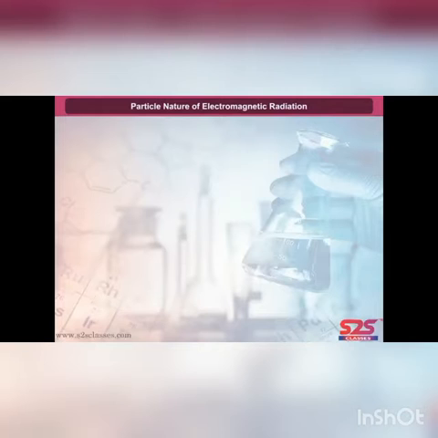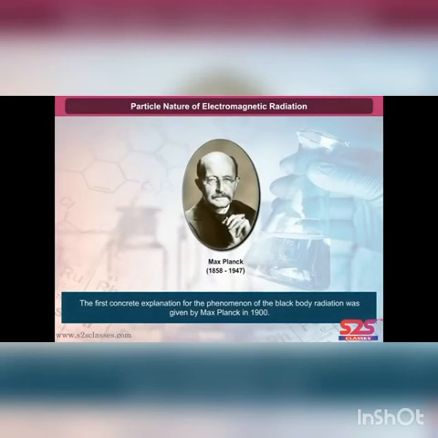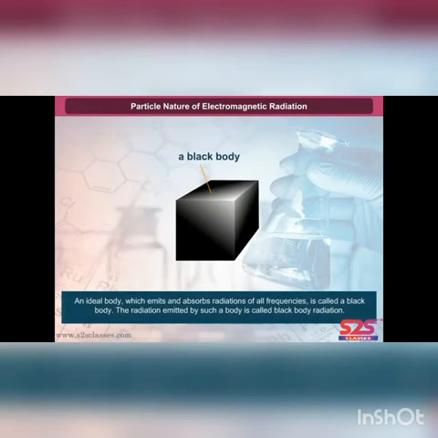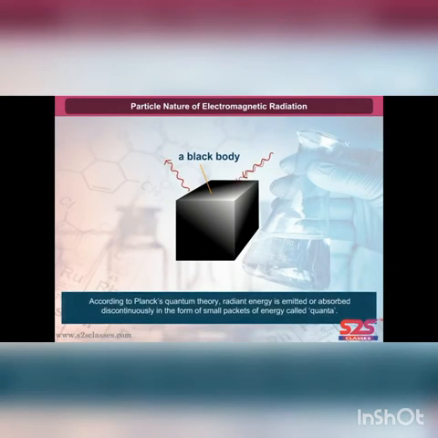Particle nature of electromagnetic radiation. The first concrete explanation for the phenomenon of the black body radiation was given by Max Planck in 1900. An ideal body which emits and absorbs radiations of all frequencies is called a black body. The radiation emitted by such a body is called black body radiation. According to Planck's quantum theory, radiant energy is emitted or absorbed discontinuously in the form of small packets of energy called quanta.